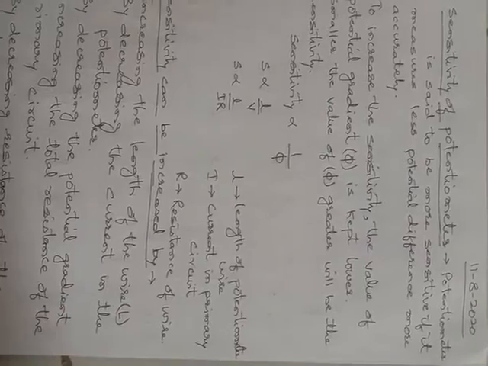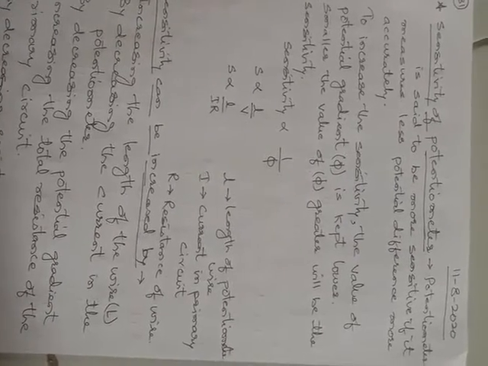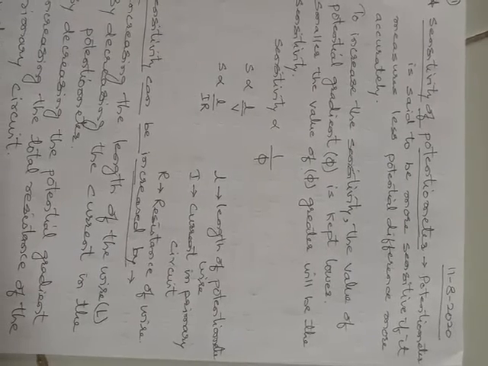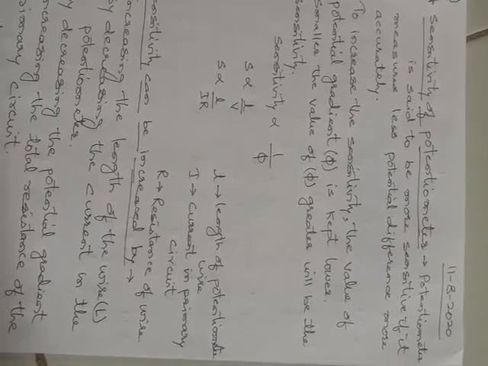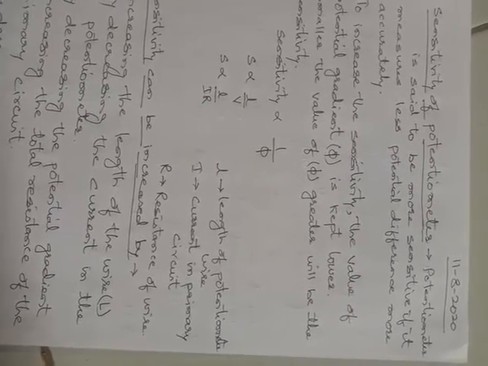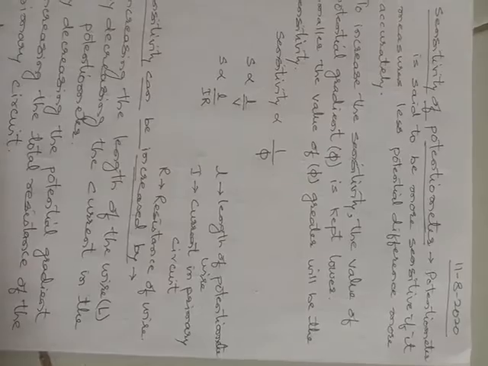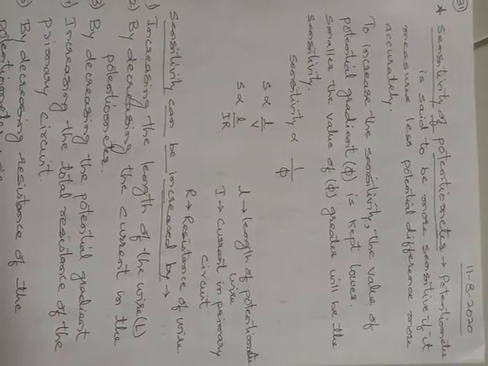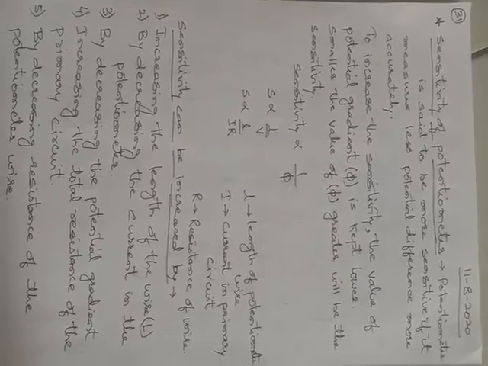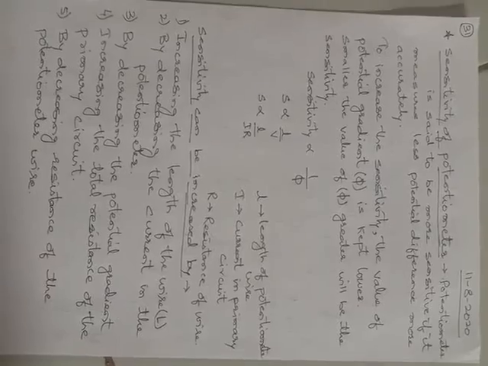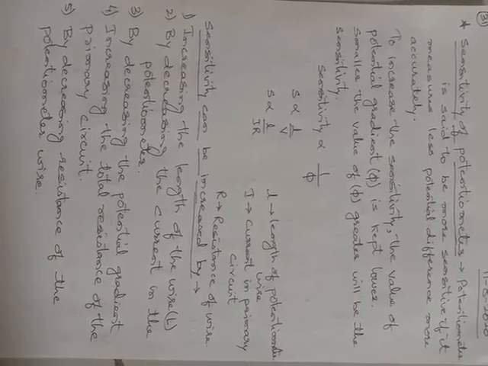Today we have to start with the sensitivity of the potentiometer. Now, sensitivity of the potentiometer means what? We say that the potentiometer is more sensitive if it measures a very small potential difference accurately. If the potentiometer measures a very small potential difference more accurately, then that is called the sensitivity of the potentiometer.